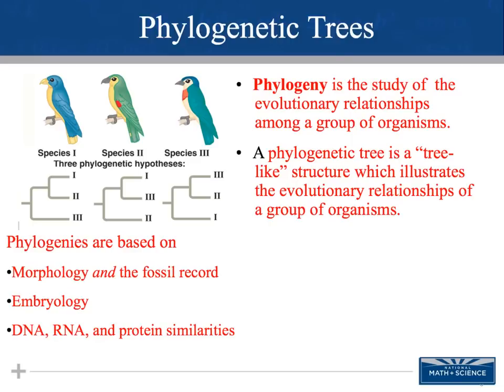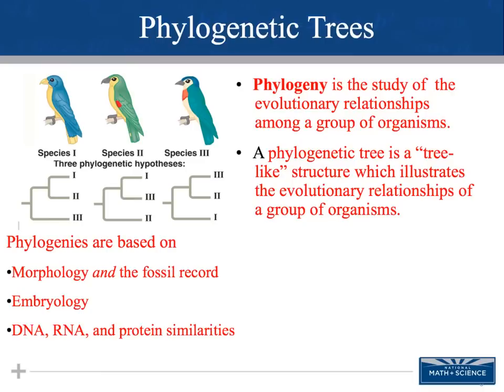So I've thrown the term phylogeny around a bit, so let's talk about what that means. Phylogeny is a study, it's a science actually, of the evolutionary relationships among a group of organisms. From this study, we can generate a diagram that we can call a phylogenetic tree. So it's a tree-like structure which illustrates or maps out the evolutionary relationships of a group of organisms.